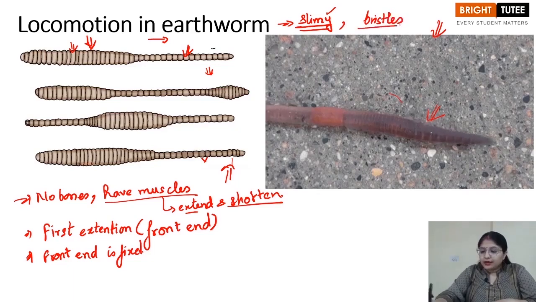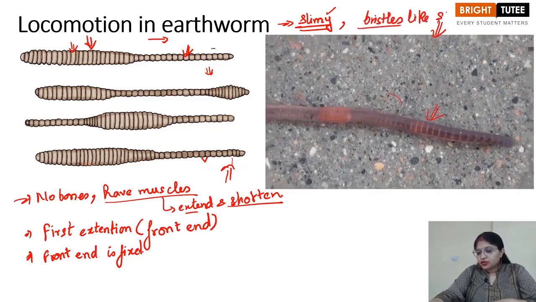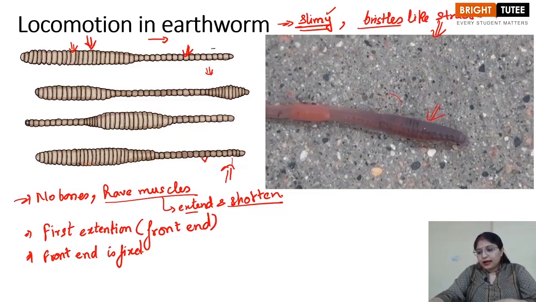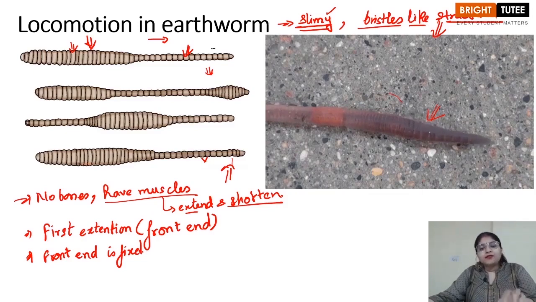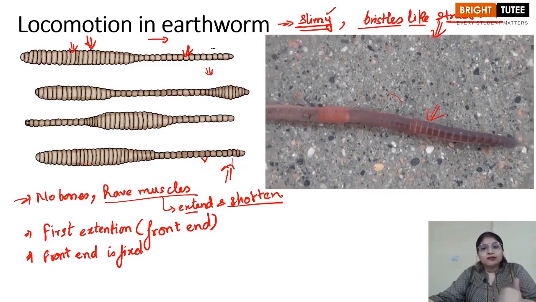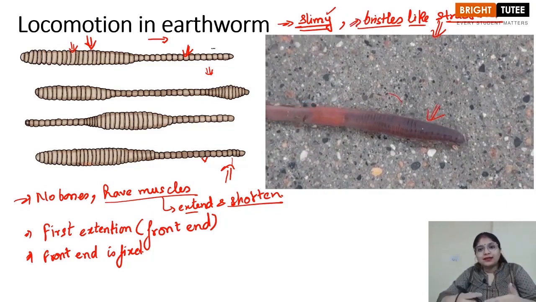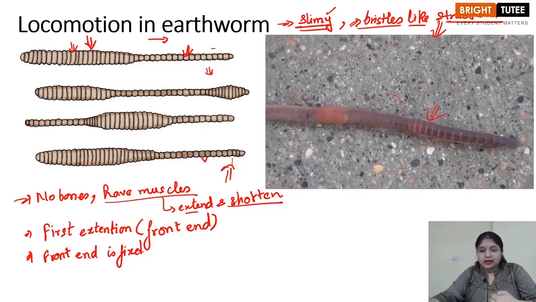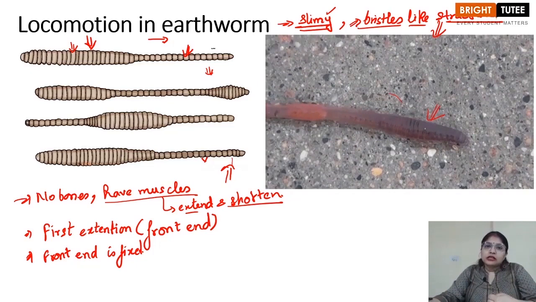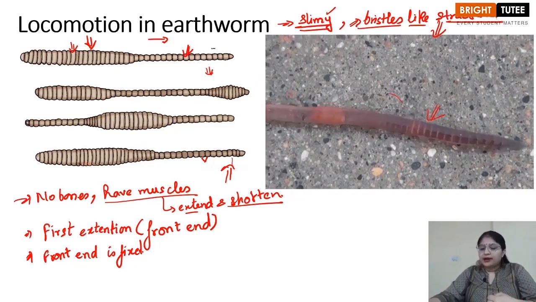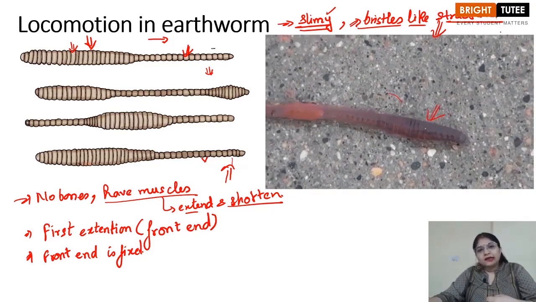I told you that during the movement, the front end is extended and the rear end gets fixated at one point. How does this happen? This happens because of the presence of these bristle-like structures which are present in the lower end of its body. Right? These are very small structures and these bristles are actually controlled by the muscles only. So these bristle-like structures are connected to the muscles, and that's why the fixation of the earthworm's body takes place.